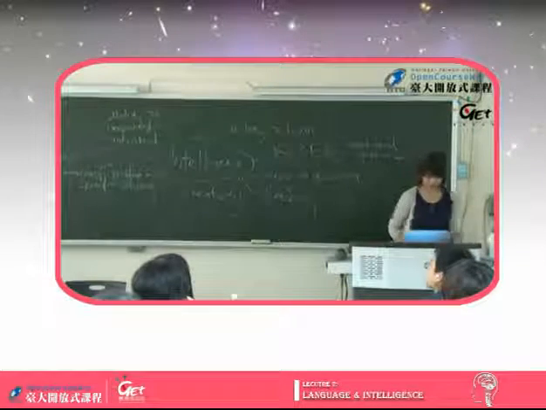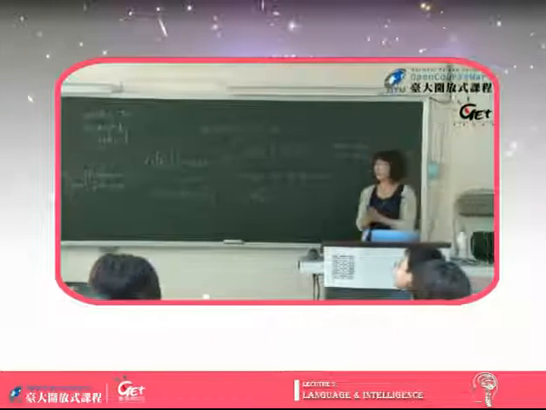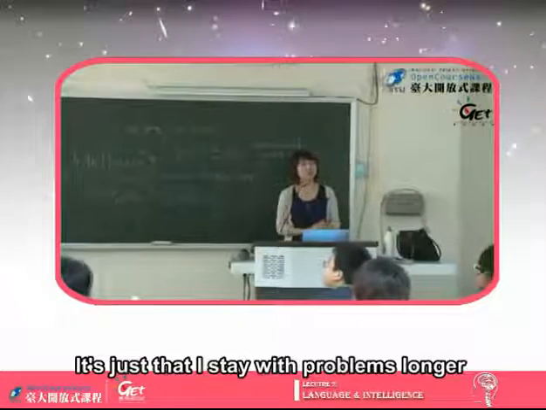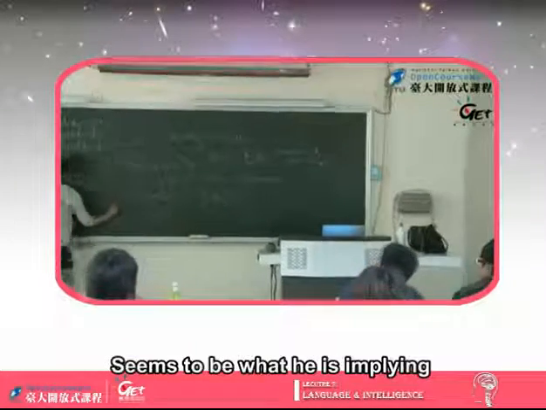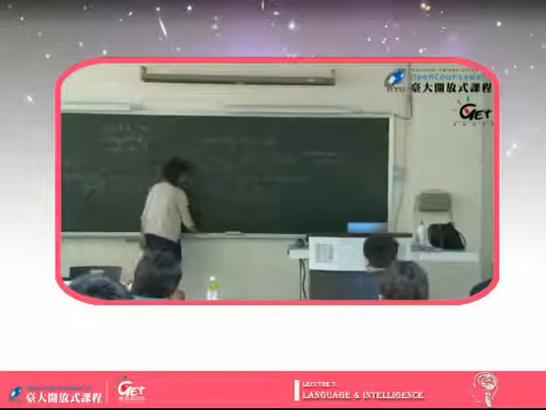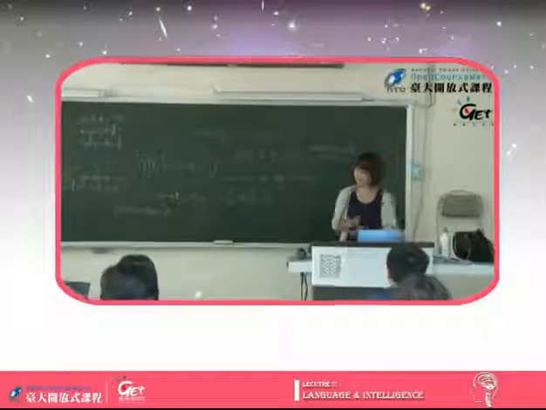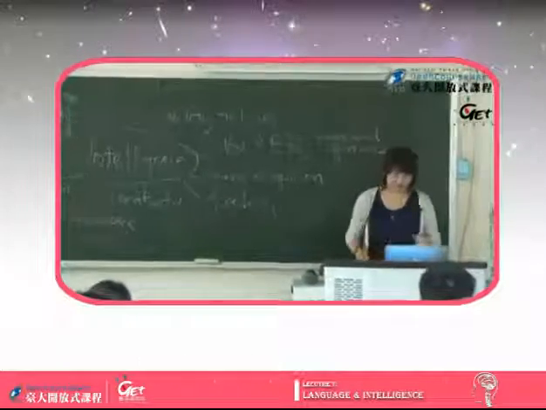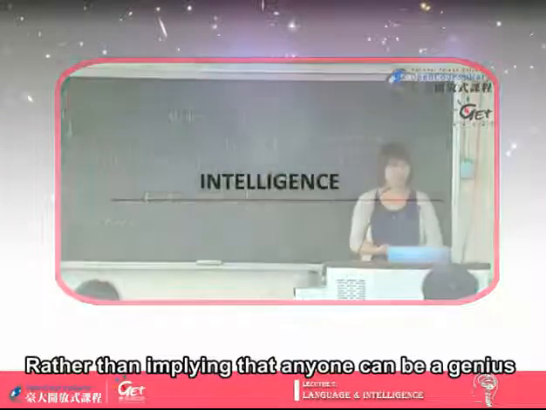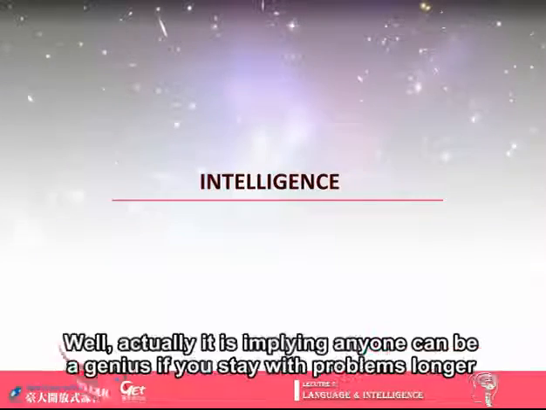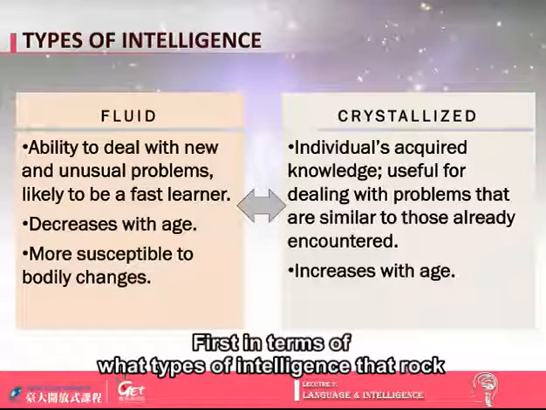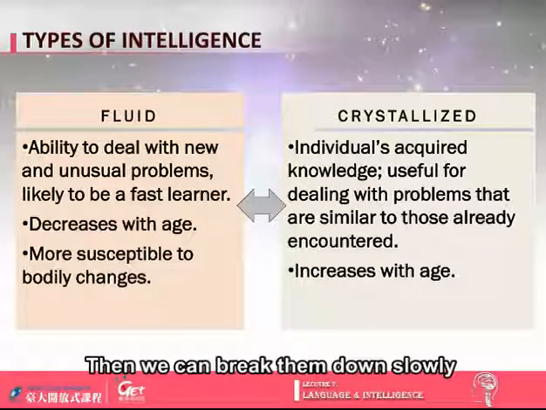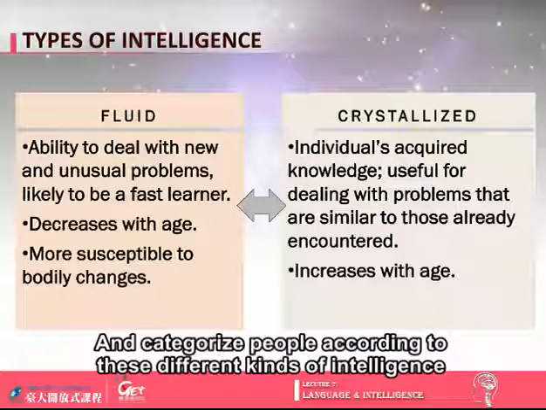Okay. This is what Albert Einstein said. It's not that I'm so smart, it's just that I stay with problems longer. Persistence seems to be what he's implying. And I really like this quote. Rather than implying that anyone can be a genius, well, actually, it is implying anyone can be a genius if you stay with problems longer. Let's think about it first in terms of what types of intelligence there are. Then we can break them down slowly and categorize people according to these different kinds of intelligence.